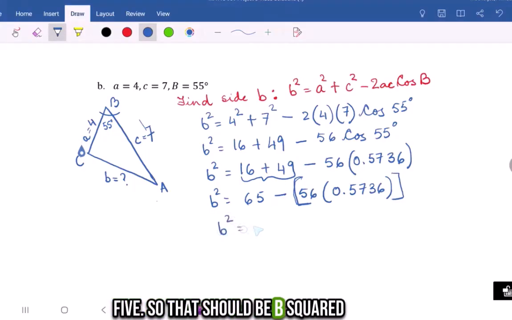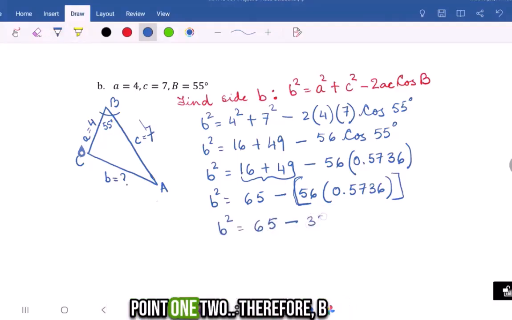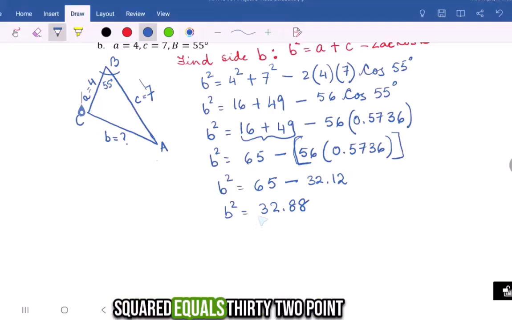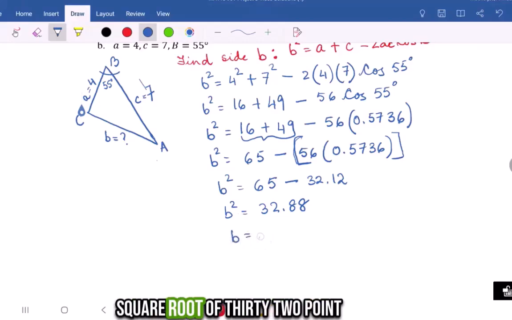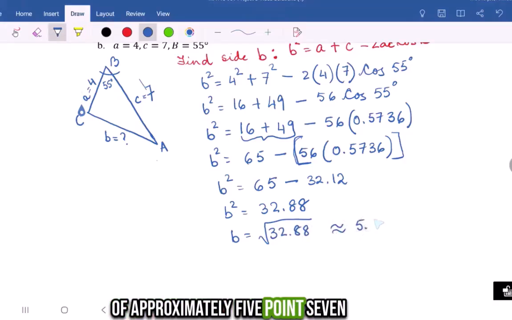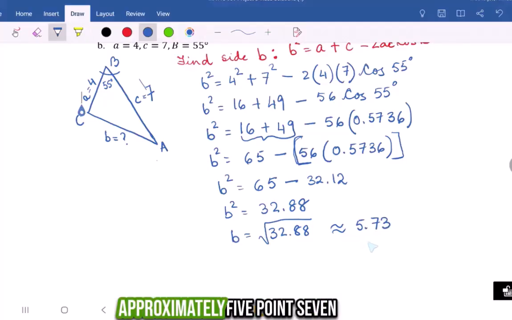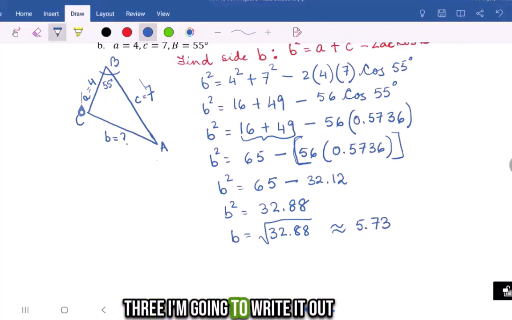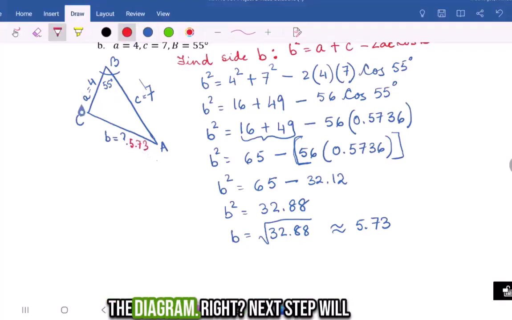So that should be B squared equals 65 minus 32.12. Therefore, B squared equals 32.88. However, we have to find the value of B. Take the square root of 32.88 and we get an answer of approximately 5.73. Therefore, B has a value of approximately 5.73. I'm going to write it out here. B is 5.73 in the diagram, right?